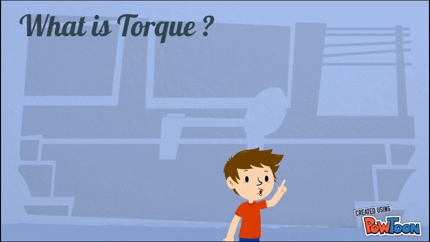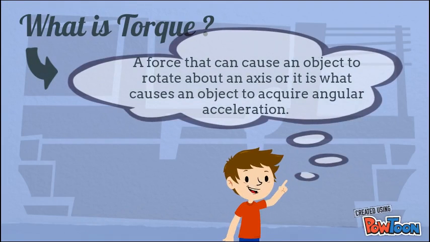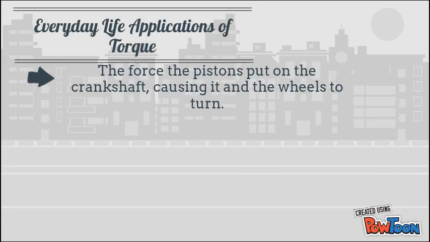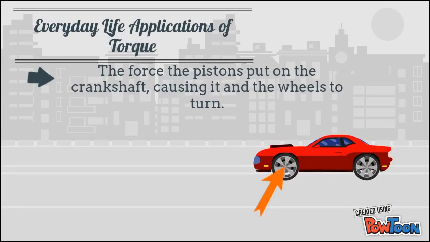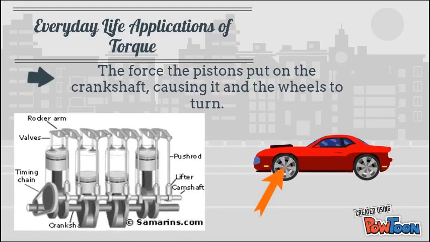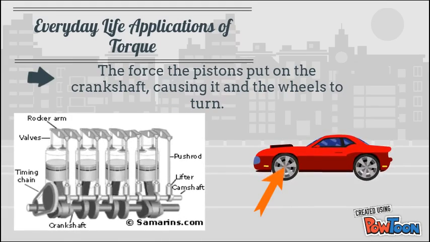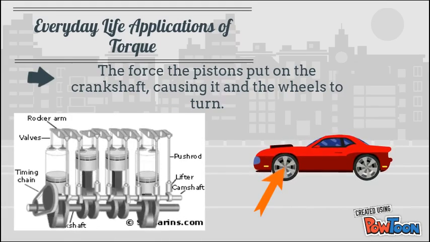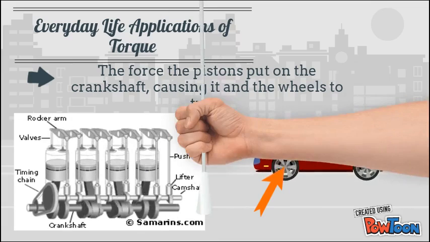What is a torque? Torque is the force that can cause an object to rotate about an axis, or it is what causes an object to acquire angular acceleration. Almost every day we encounter torque, and one of the most common applications of torque is in our everyday vehicles. Torque in vehicles is the force that the piston and engine put on the crankshaft, causing it and the wheels to turn. Torque is the measure of how powerful a car can be.